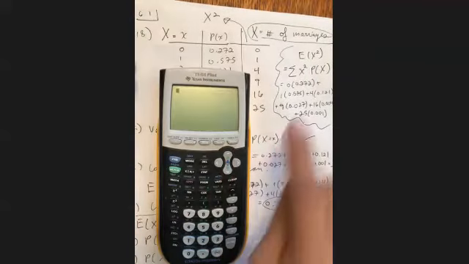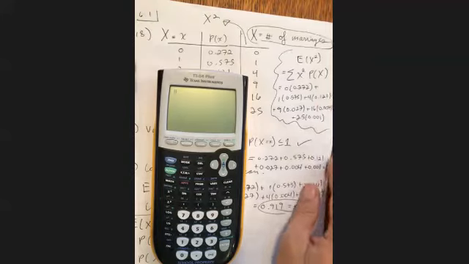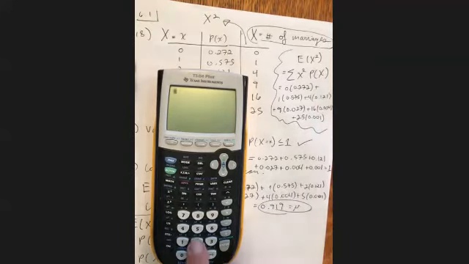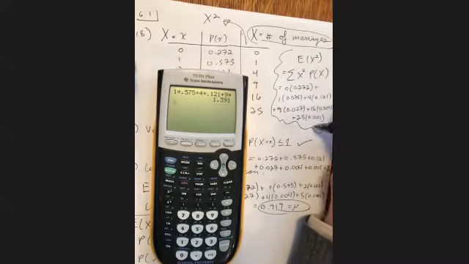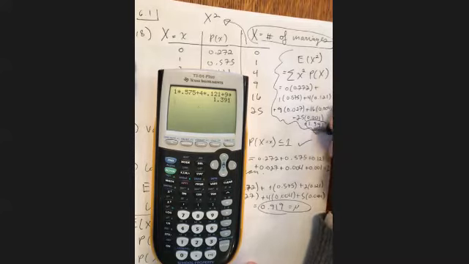There we go. So we're going to put this all into our calculator. So again, 0 doesn't matter. 1 times 0.575 plus 4 times 0.121 plus 9 times 0.027 plus 16 times 0.004 plus 25 times 0.001. All right, so expectation of x squared is 1.391.